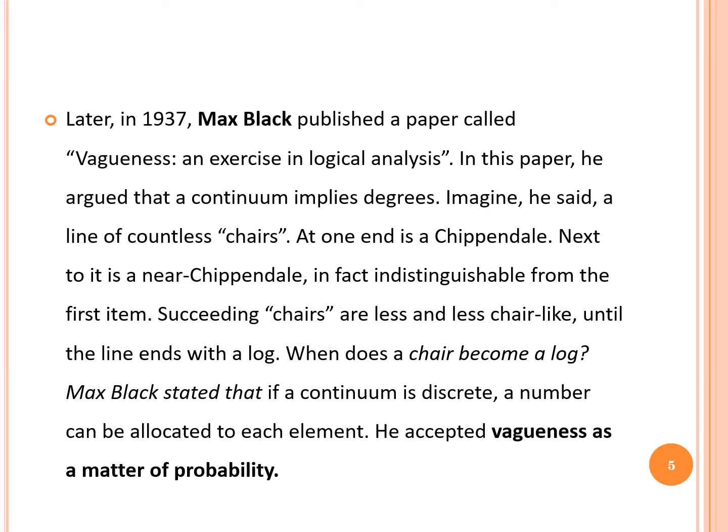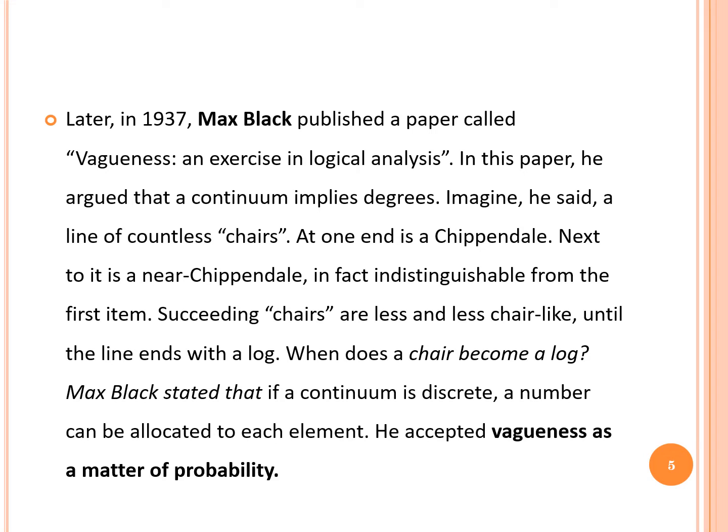And then next, in 1937, in this era also, they were not clear yet about the fuzzy, how we want to establish it in a machine. Max Black published a paper called Vagueness: An Exercise in Logical Analysis. In this paper, he argued that continuum implies degrees.